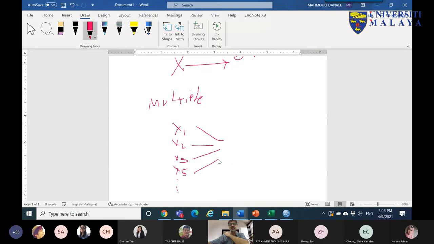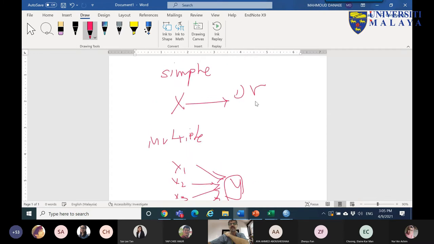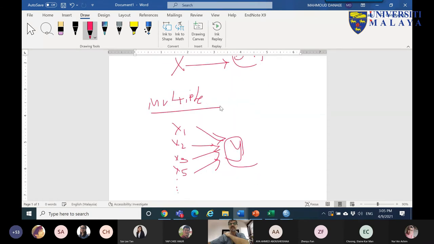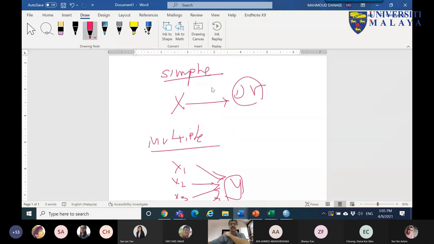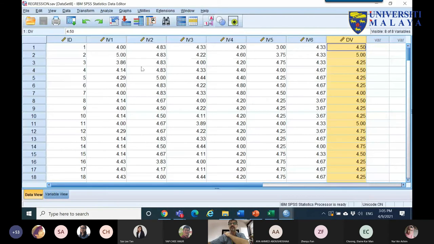And one DV. This is simple linear regression, and this is multiple linear regression. So I'm trying to cover both today. Suppose that I want to look at the simple linear regression between IV1 and DV.